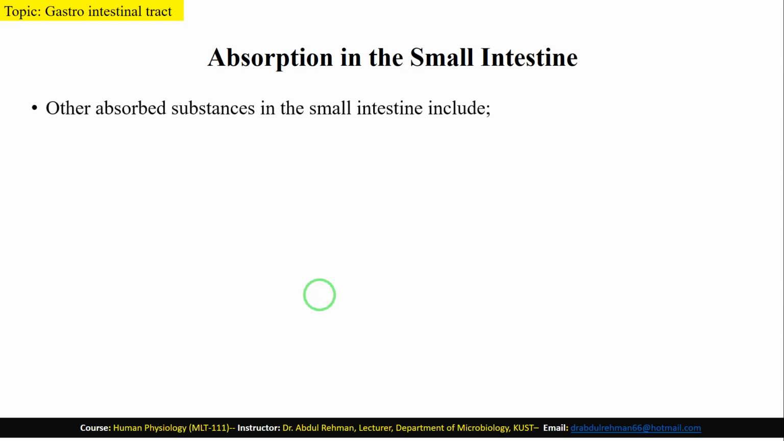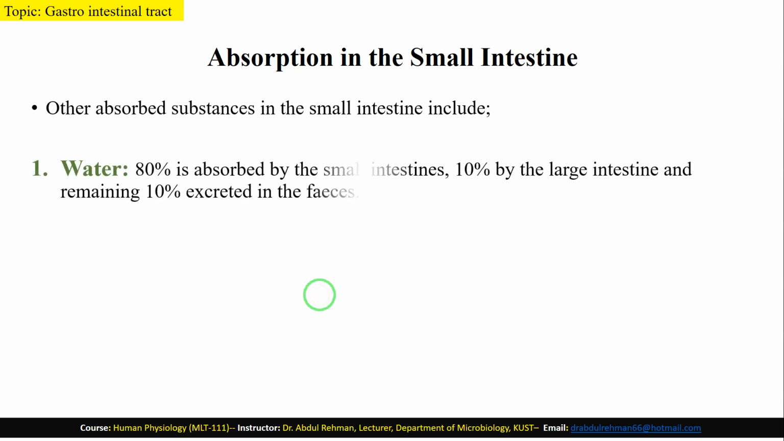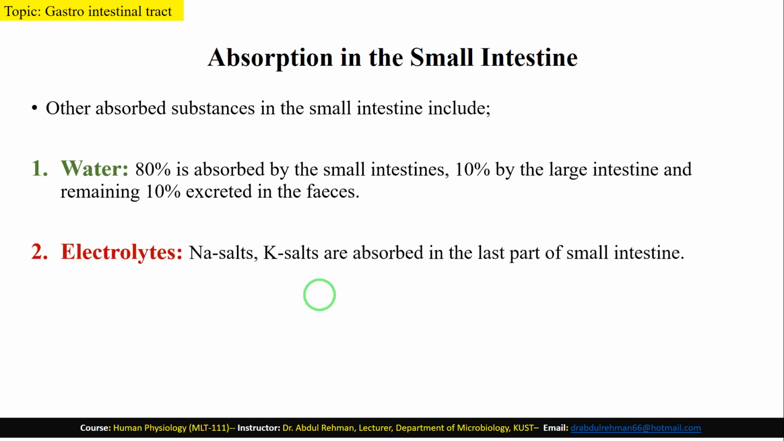Other substances are also absorbed in the small intestine, and these include water, because 80% of water is absorbed by the small intestine, while 10% is absorbed by the large intestine, and the remaining 10% is excreted in the feces. In the case of electrolytes like sodium salts and potassium salts, they are absorbed in the last part of the small intestine, but the maximum portion of these electrolytes is absorbed in the large intestine.